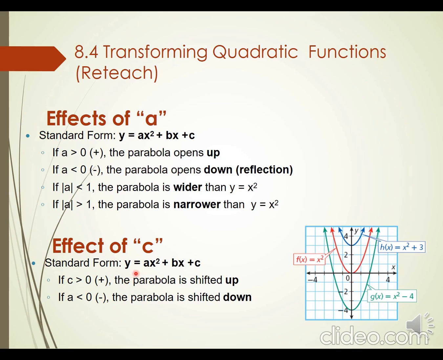Let's go and see the C. If the C is positive, we shift the graph up. If the C is negative, that's the shift of the graph down.